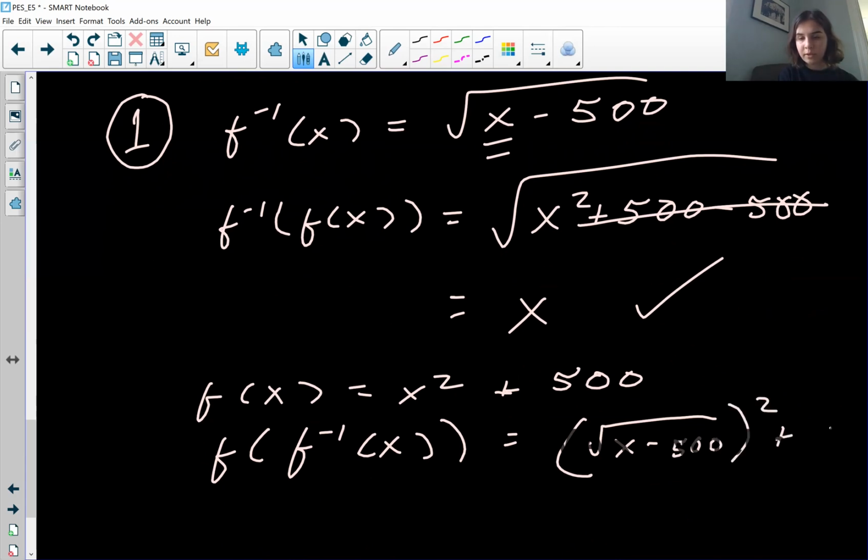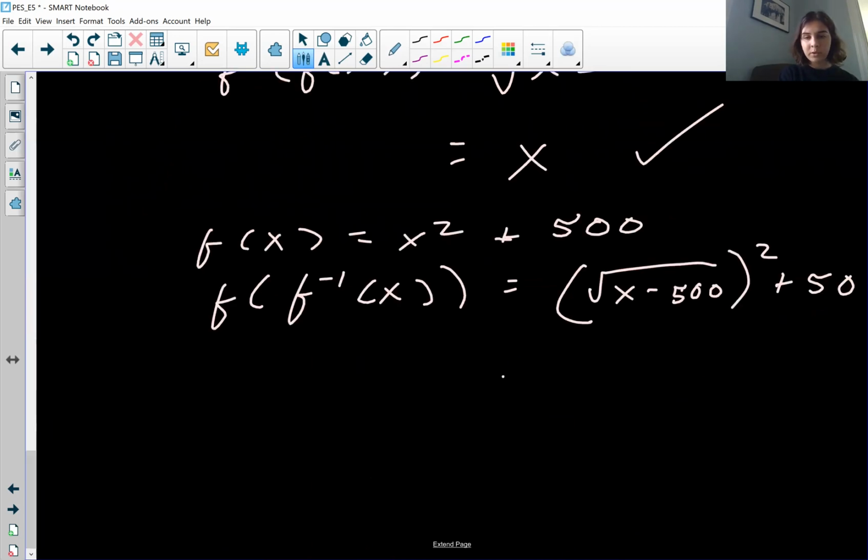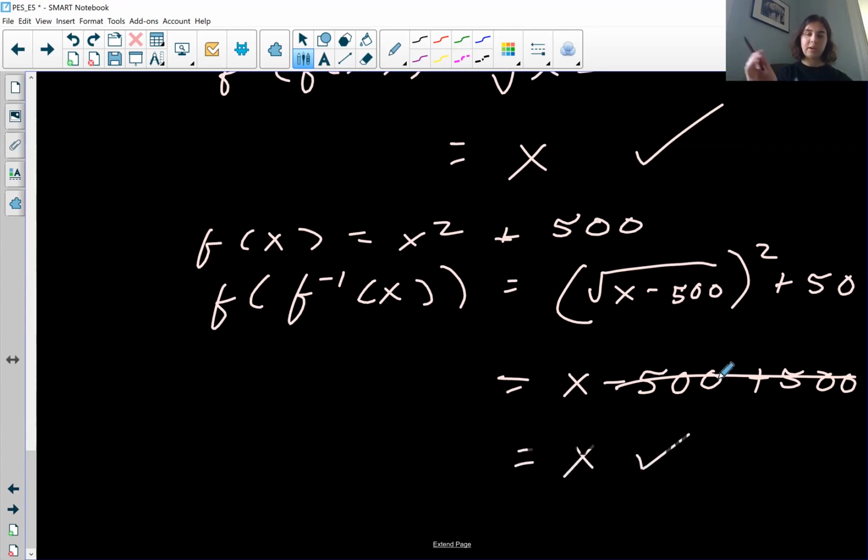And then adding 500. Okay, so squaring is going to get rid of the square root. So we're going to be left with x minus 500 plus 500. 500s cancel. We get x. It checks out. So we just proved that the inverse was correct.